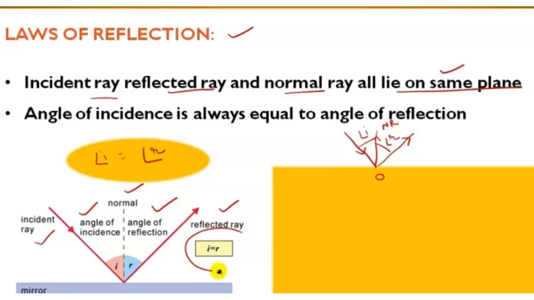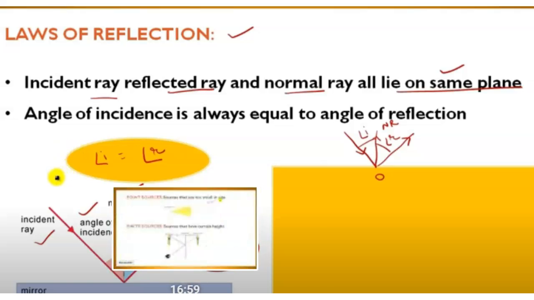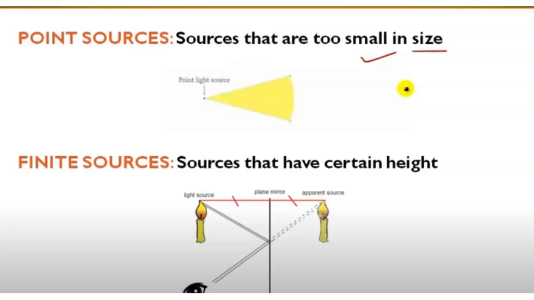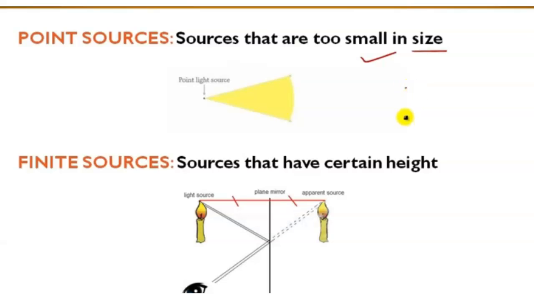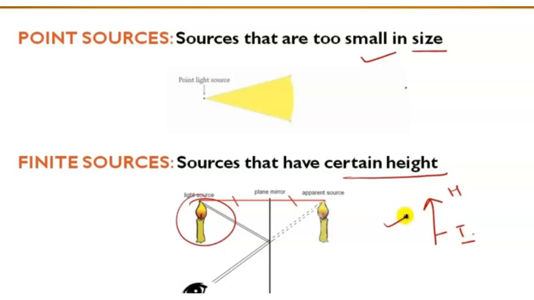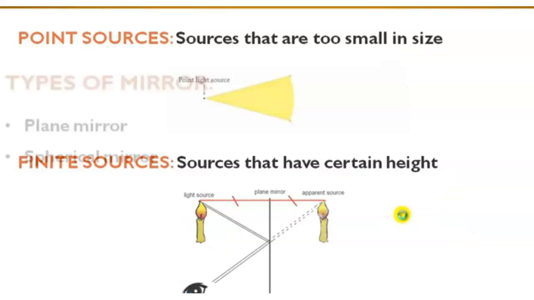So you can see angle I is equal to angle R. Always remember this. This is how the image is formed. We have already done this in the previous topics, so it's just a revision lecture. This is the object in front of a plane mirror, you can say a flame of a candle, height h. If it is in front of a plane mirror, its image will be virtual, erect, and of the same size.